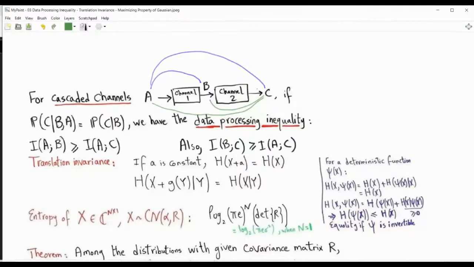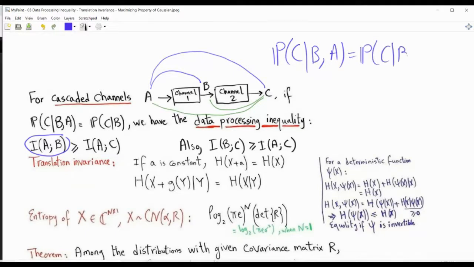Again, it is very important to keep in mind that the mutual information of A and B, which is just one channel, is greater than or equal to the mutual information between A and C. And the mutual information between B and C is greater than or equal to the mutual information between A and C. To prove something like this exactly, we need an assumption, and this is the assumption: the probability of C given B and A is equal to the probability of C given B.